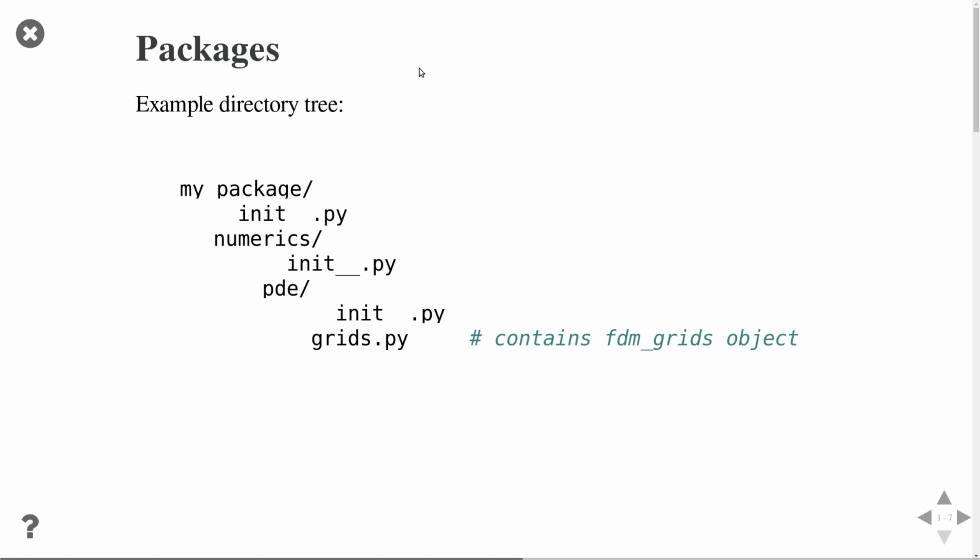And in here, I have a bunch of subdirectories. One is called numerics. Again, I make this a package. Then as part of the numerics, I have a PDE subpackage, right? And again, I make this a package by having the init file. And finally, in there, I have my first grids.py file. So this is where code is actually contained.